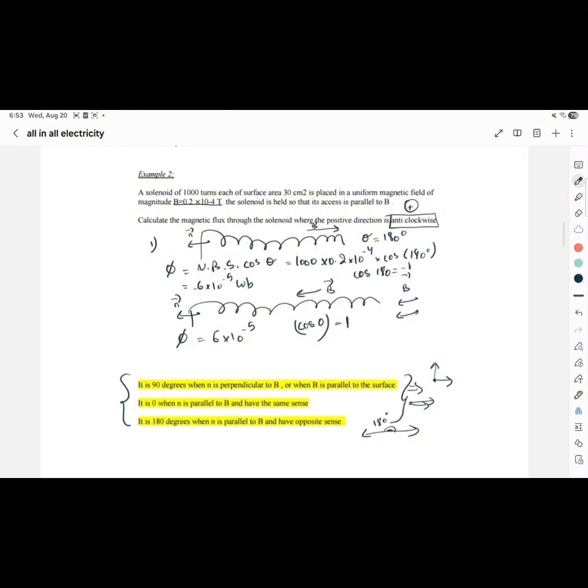Example 2. A solenoid of 1000 turns, each of surface area 30 centimeters squared, is placed in a uniform magnetic field of magnitude B equals 0.2 times 10 to the power minus 4 Tesla. The solenoid is held so that its axis is parallel to B. We want to pay attention to the word parallel.